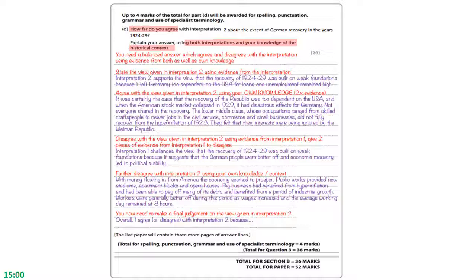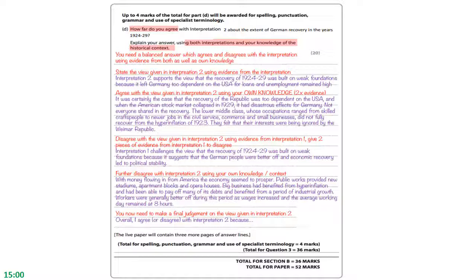So start by agreeing. Agree with the view given in interpretation 2 using your own knowledge. Try and find 2 pieces of evidence if you can. So, it was certainly the case that the recovery of the Republic was too dependent on the USA, and when the American stock market collapsed in 1929, it had disastrous effects for Germany.